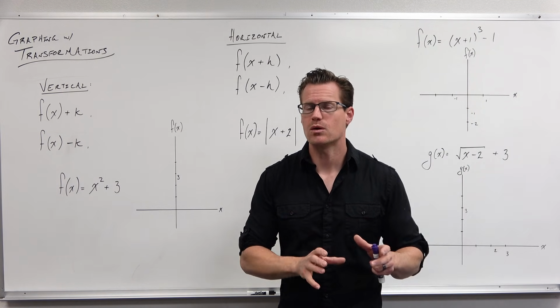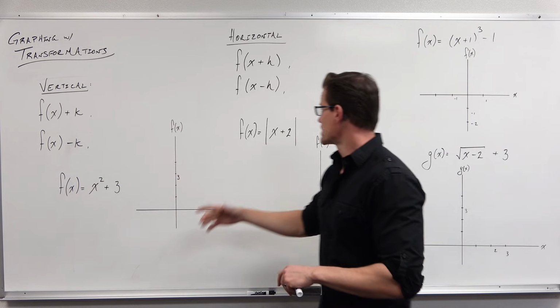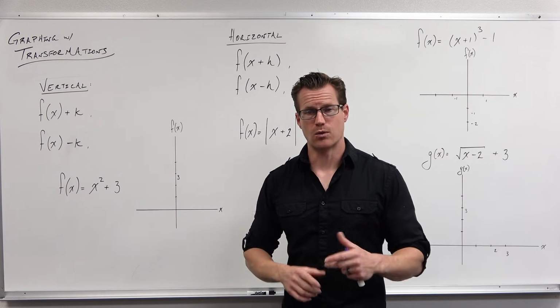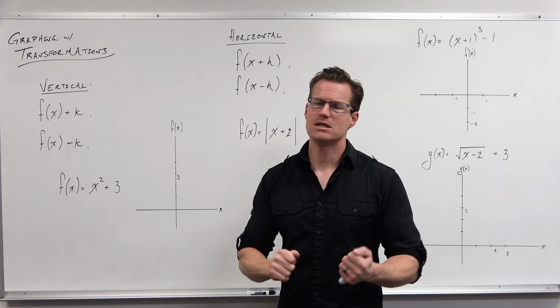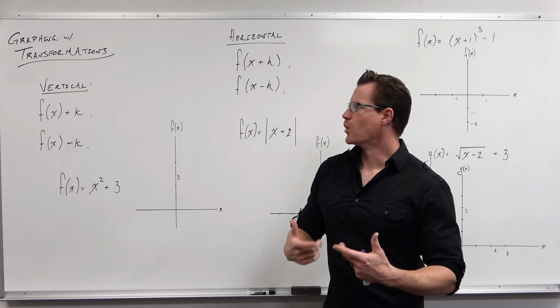The things you need to know in order to do this are, number one, what does an x squared graph look like? What does an absolute value of x graph look like? What are the key points there? And then I'm going to teach you how to transform them. So let's start right away. We're going to talk about what a vertical shift is.